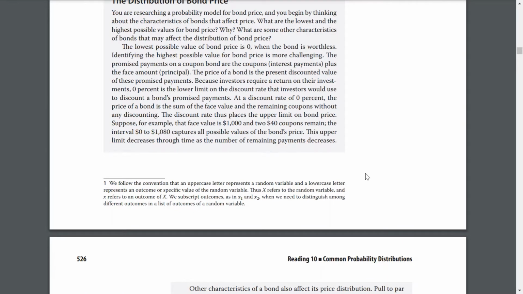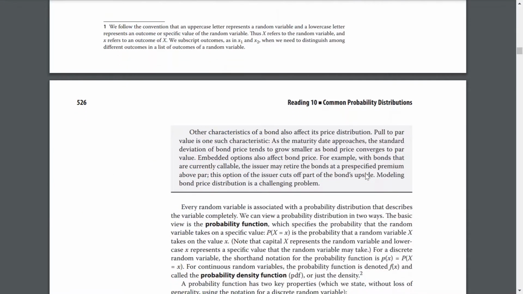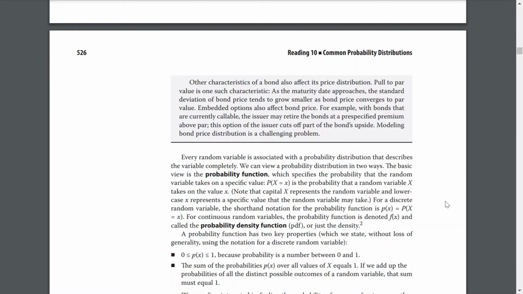The upper limit decreases through time as the number of remaining payments decreases. Other characteristics of a bond also affect its price distribution. Pull to par value is one such characteristic. As the maturity date approaches, the standard deviation of bond prices tends to grow smaller as bond prices converge on par value. Embedded options also affect bond price. For example, with bonds that are currently callable, the issuer may retire its bond at a specified premium above par. This option of the issuer cuts off parts of the bond's upside. Modeling bond price distribution is a challenging problem.